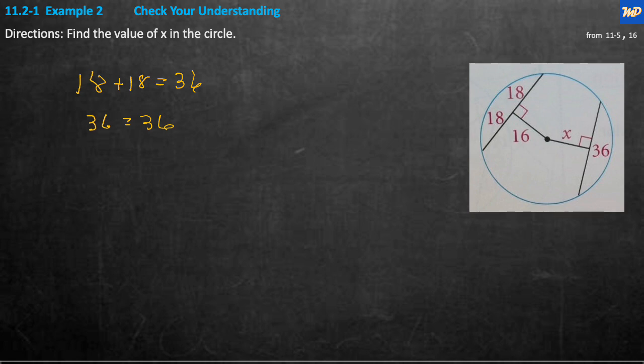That tells us that this chord, stated as 36 units long, is the same distance from the center of the circle as the one with the 2 segments of 18. So we do know one thing: the distance from the 18 plus 18 chord is 16, right here, 16 units from the center. Since these are congruent chords, they're equidistant from the center of the circle. So that makes X equal to 16.